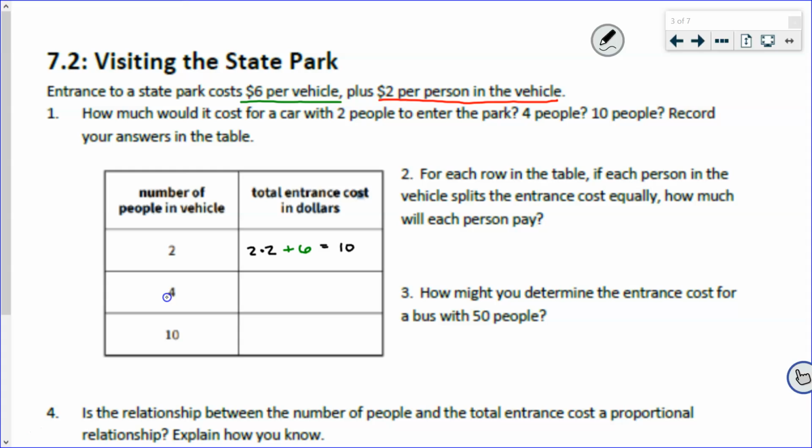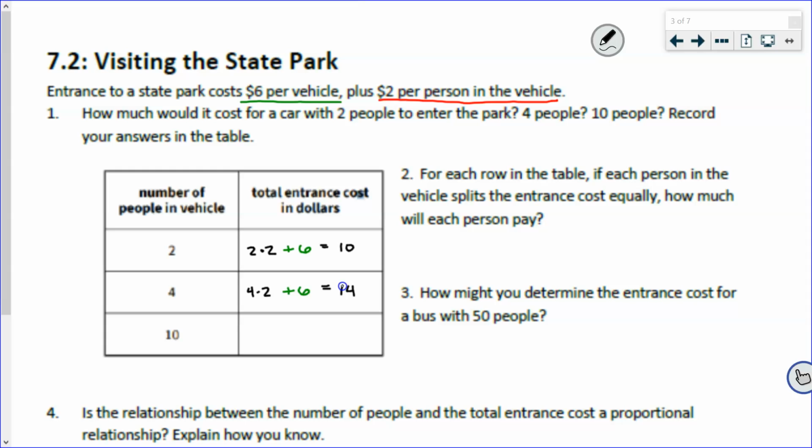Okay, 4 people in the vehicle. What is that going to be? Dean. And how did you get there? Good. So 4 people in the vehicle now, each of them costing $2, plus that $6 because they're all in that same vehicle. And so now 4 times 2 is 8 plus 6 is $14.